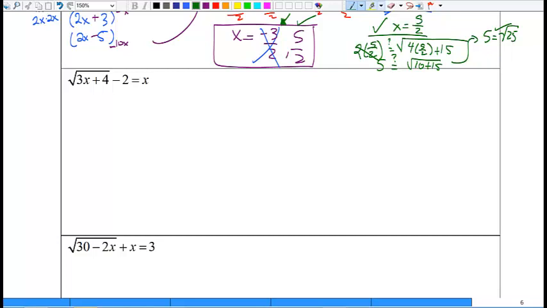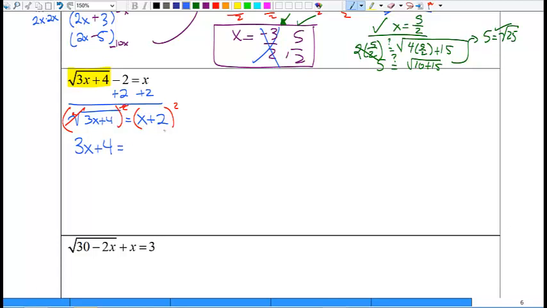On our next problem, my radical is not yet by itself, so I need to get it by itself by adding 2 to both sides. So that gets me the square root of 3x plus 4 equals x plus 2. Now I need to raise both sides to the index, and this index is 2, so I'm going to square both sides. That undoes the radical, which is what I want.